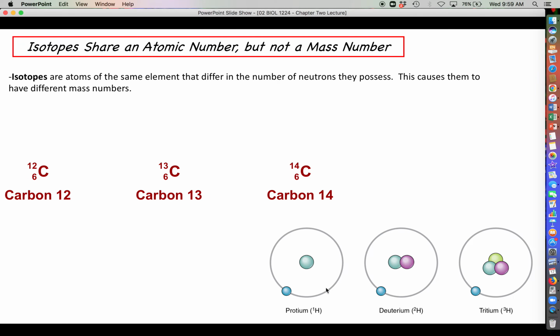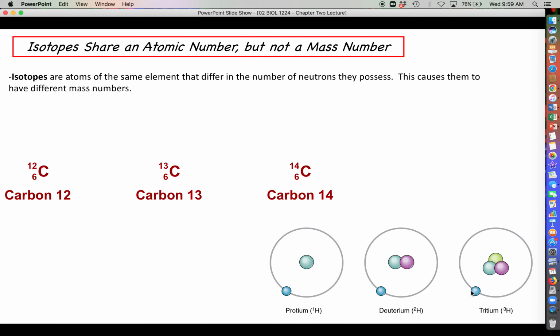The most common kind of hydrogen atom is called protium, or hydrogen-1. Hydrogen-1 does not have any neutrons. It is literally just 1 proton and 1 electron. Deuterium, or hydrogen-2, has 1 proton, 1 neutron, and 1 electron. And then tritium, which is hydrogen-3, has 1 proton, 2 neutrons, and 1 electron.